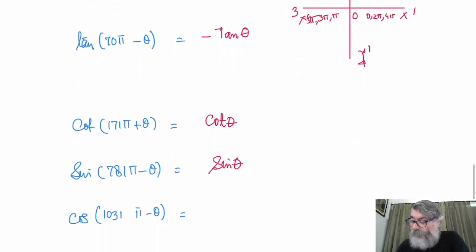Now if it is cos of 1031 pi minus theta, again it is an odd multiple of pi, which is going to fall along OX dash, and minus theta, it is going into the second quadrant, and in the second quadrant only sine and cosec are positive, cos is negative, so cos will become minus cos theta.